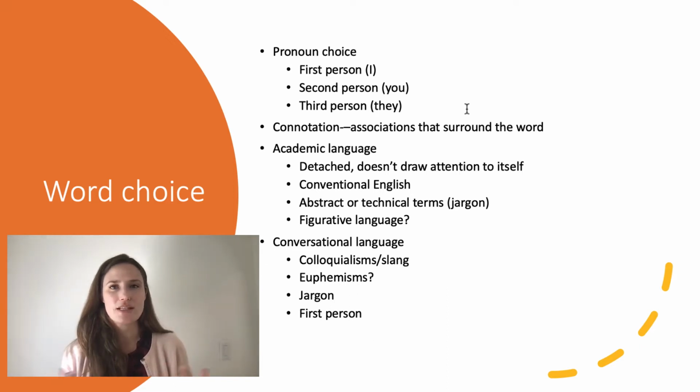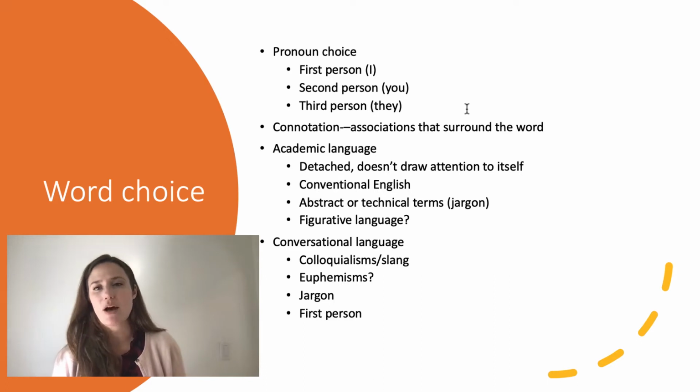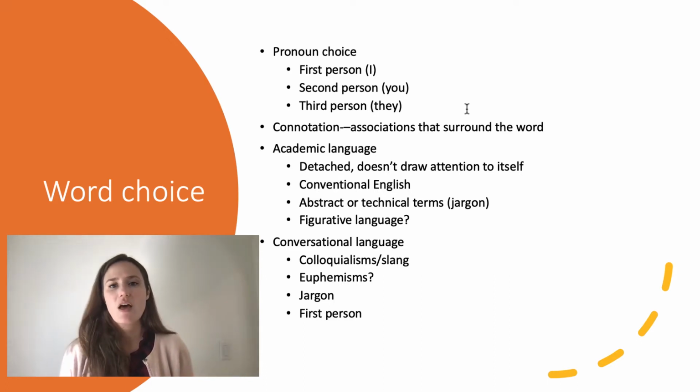You might be confronted with an essay that seems really simple, but you want to have specific things that you're looking for. So think about pronouns. What pronouns is the writer using? First person, I, me, second person, you, third person, they. Academic essays tend to use third person. They tend not to use first person, although there are plenty of examples of academic essays that will use first person when the writer is talking about their research strategies.